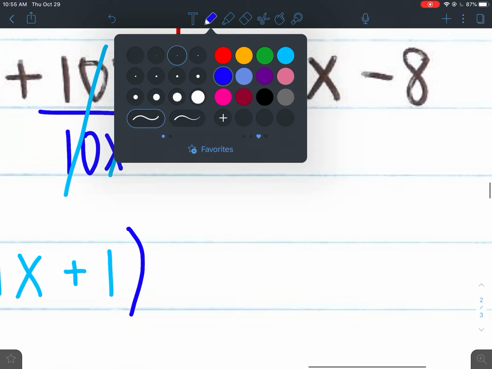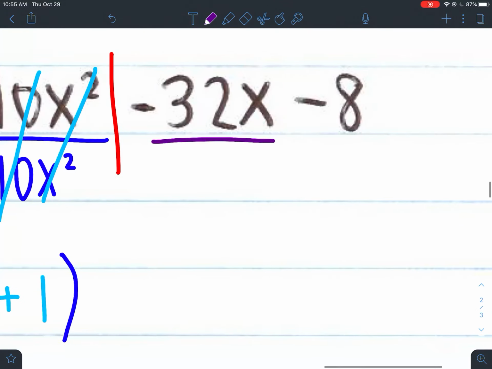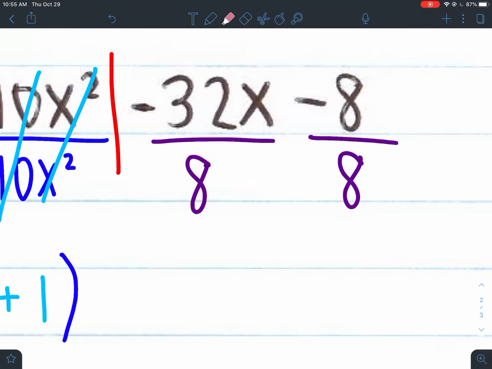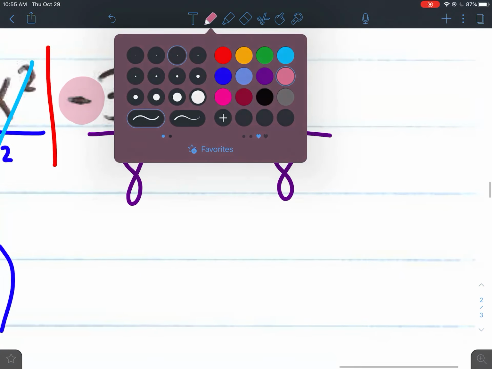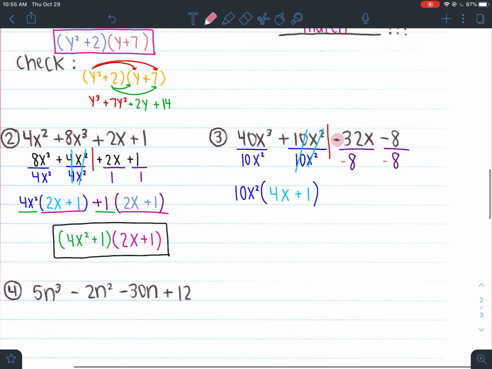I am done. Moving on to the second group, I have 2 terms. Now the largest number that I can go between 32 and 8 would be what? 8. Now I don't know if you noticed this, but look what happened. Your first term in the group is a negative. What happens when the first term in the group is a negative? You must take out a negative.